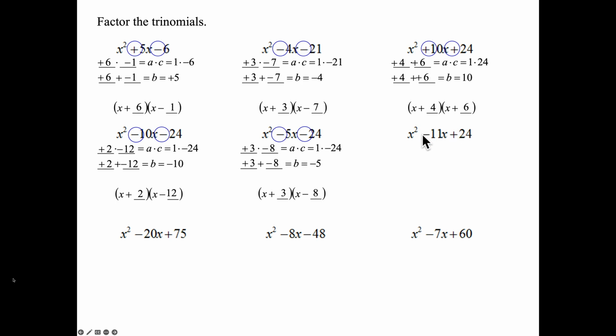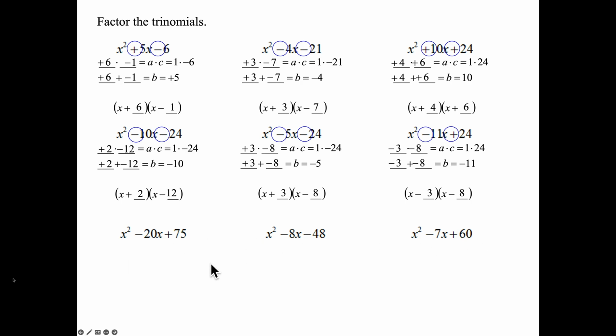All right, now it's x squared minus 11x plus 24. Signs are the same. They're both minus signs. What two numbers multiply to be 24 and add up to be 11? Oh wait, it's the same two numbers. 8 and 3 add up to be 11. Okay, x minus 3, x minus 8.